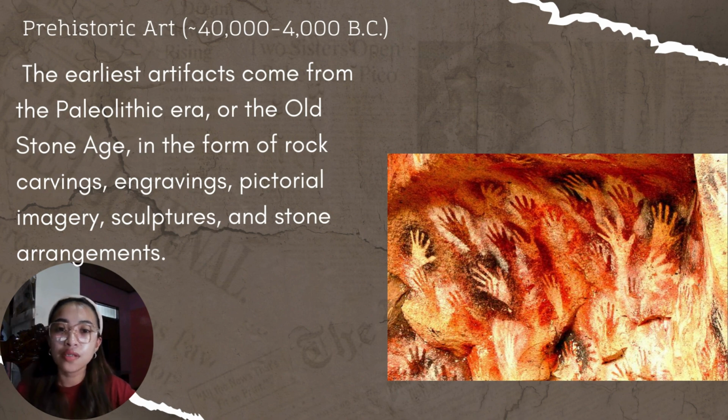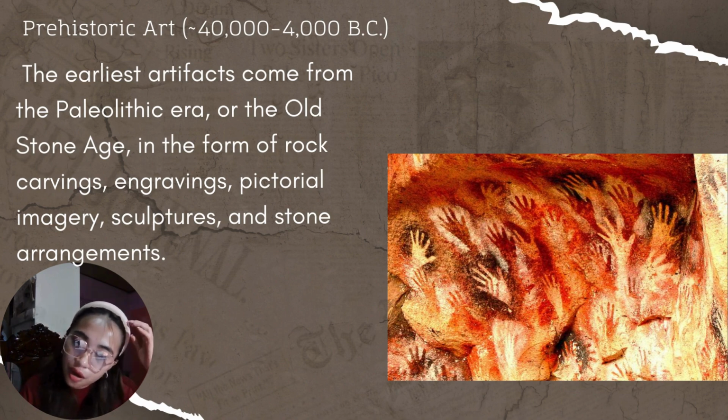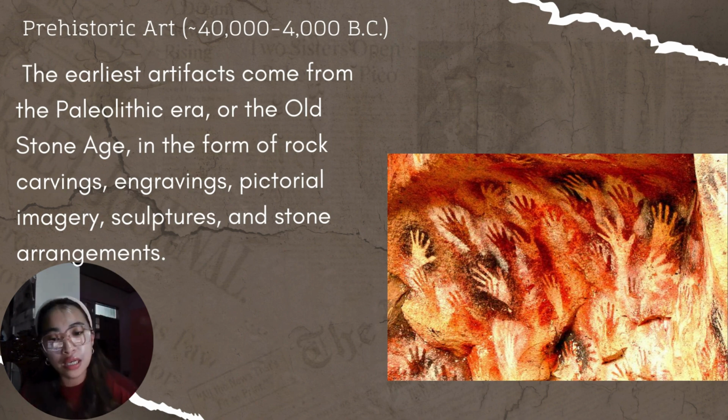So, the prehistoric art, the earliest artifacts come from the Paleolithic era or the Old Stone Age. It was in the form of rock carvings, engravings, pictorial imagery, sculptures, and stone arrangements. The origin of art history can be traced back to the prehistoric era, before written records were kept.